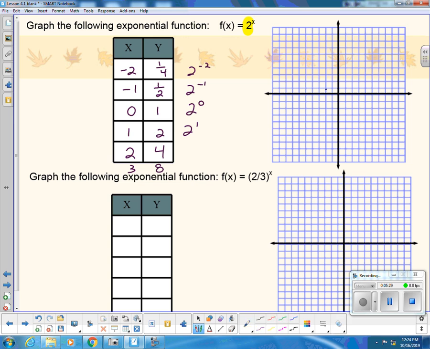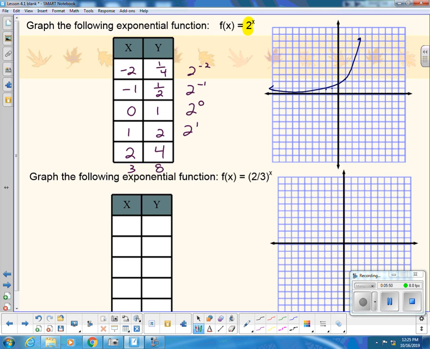Negative 2, 1/4; negative 1, 1/2. The board is way off. This is an asymptote, isn't it? Horizontal asymptote. So remember, don't cross that, don't touch it. So that's an example of exponential growth.